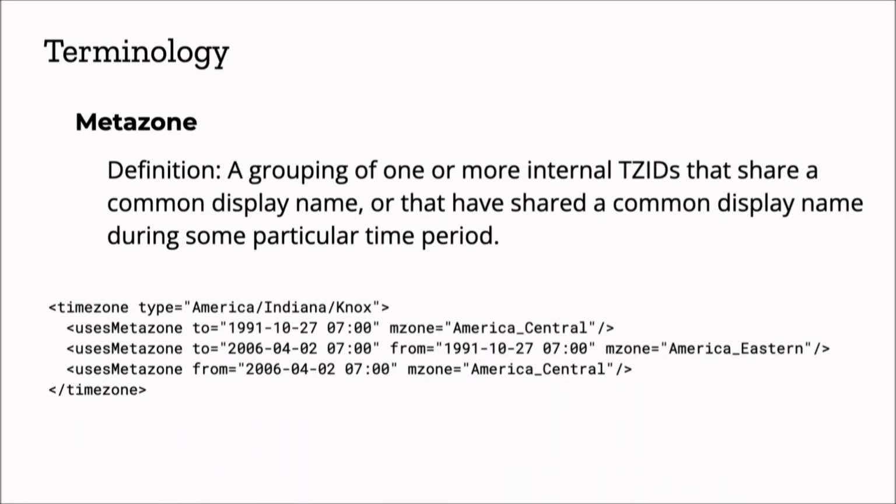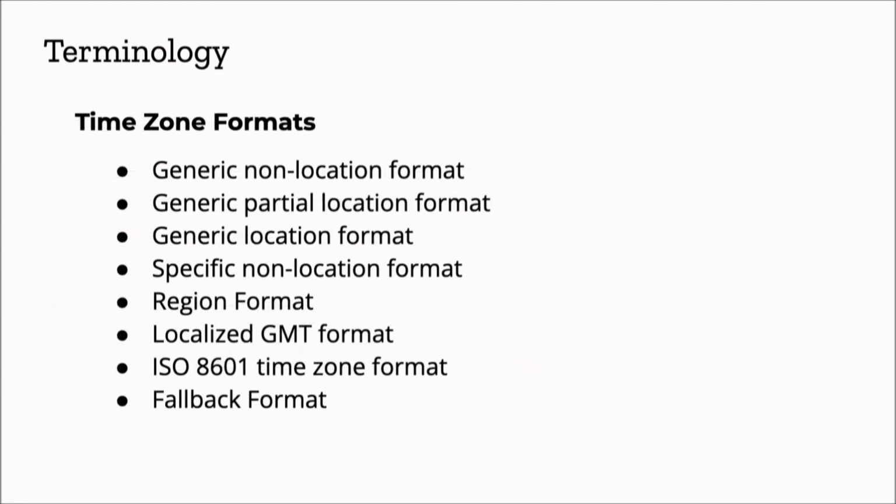Also, we have the meta zones, which are a grouping of time zone IDs that share a display name, such as Pacific Time, which could be for Vancouver, Canada, or for Los Angeles. We also have to keep track of when places belong to the meta zones. So Knox, Indiana, up until 1991, decided to be in Central Time, but then from 1991 to 2006, they wanted to be Eastern Time, and now after 2006, they're back to Central. So that's also a lot of fun.